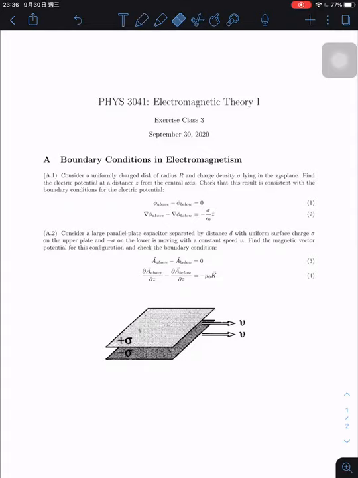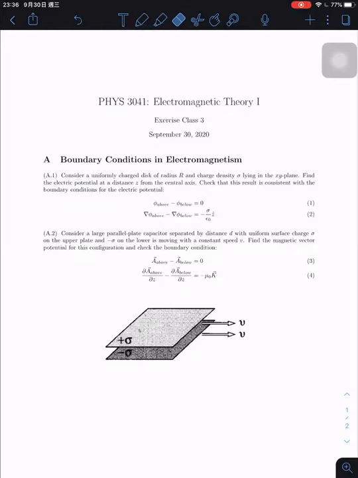Today I've prepared two questions about the boundary conditions in electromagnetism, focusing on the electric potential and also the magnetic vector potential. So please take a look and try to do the questions before continuing the video. If you haven't finished the questions, pause the video now.